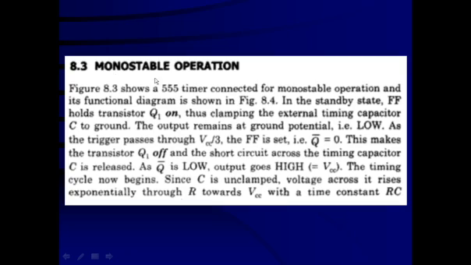So this section 8.3 is where we first operate with the monostable operation. Figure 8.3 shows a 555 timer connected for monostable, and its functional diagram is shown in figure 8.4. Monostable and astable are very important circuits, and they generate clock pulses. Astable operation generates the clock pulses according to your requirements. It produces clock waveforms, and monostable provides timing circuits.